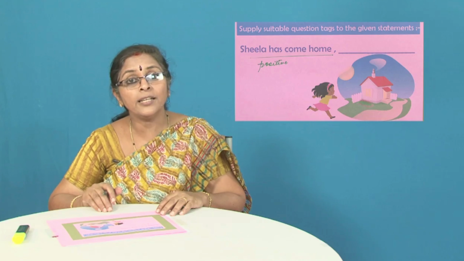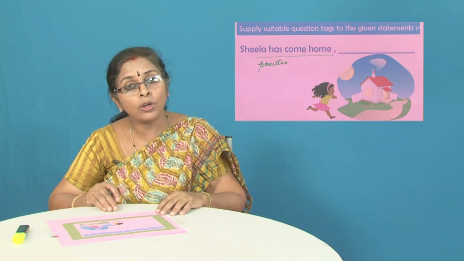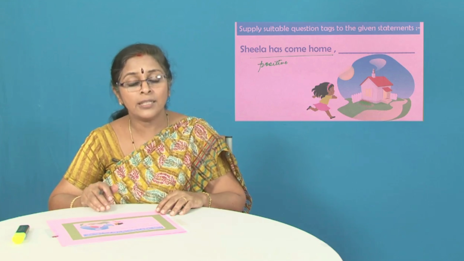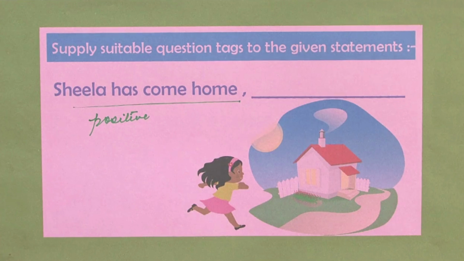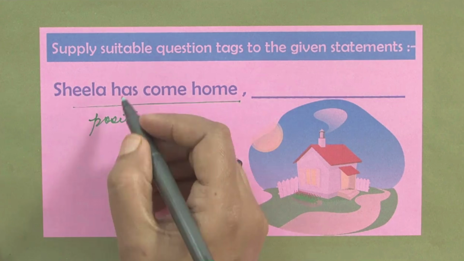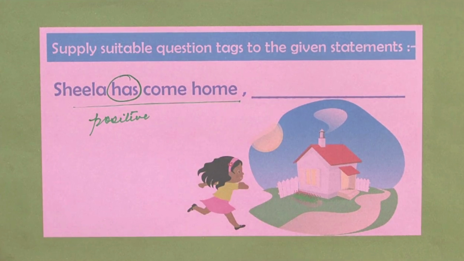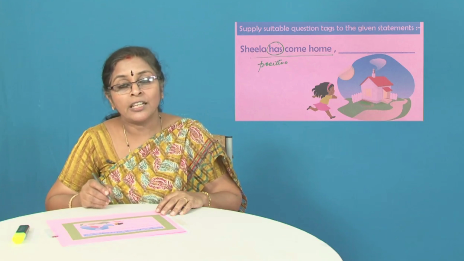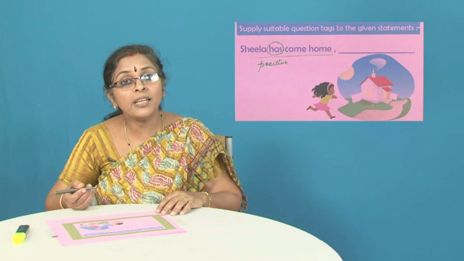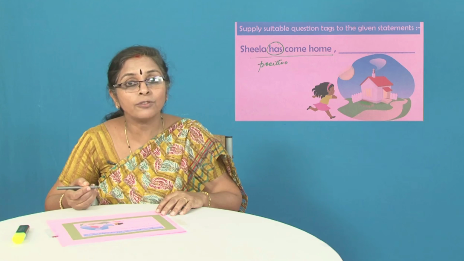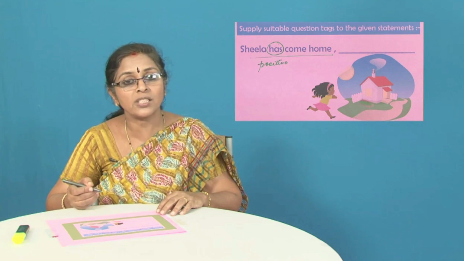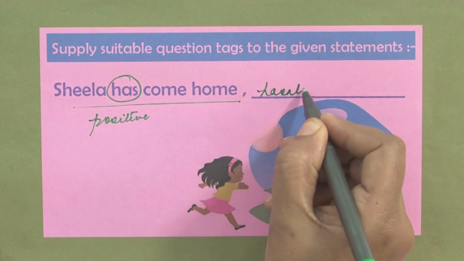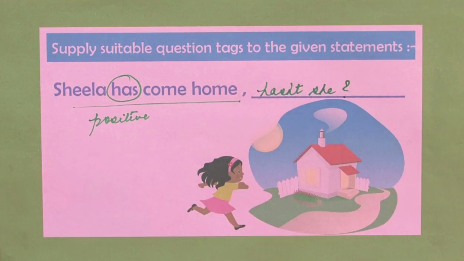You are asked to supply a question tag to the statement and not to change the statement into the interrogative sentence. Now, Sheila has come home. So which is the auxiliary verb here? Auxiliary verb is has. So you need to make use of the same auxiliary verb. Okay. But it should be in the negative. If has is positive, hasn't would be negative. So what is going to be your answer for this particular statement? What is going to be the question tag? Hasn't she? And please remember to put the question mark.